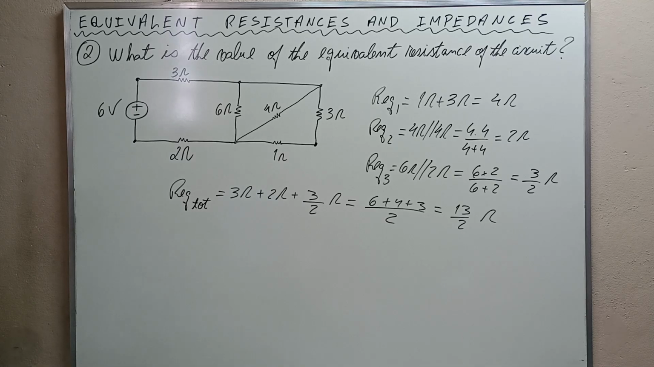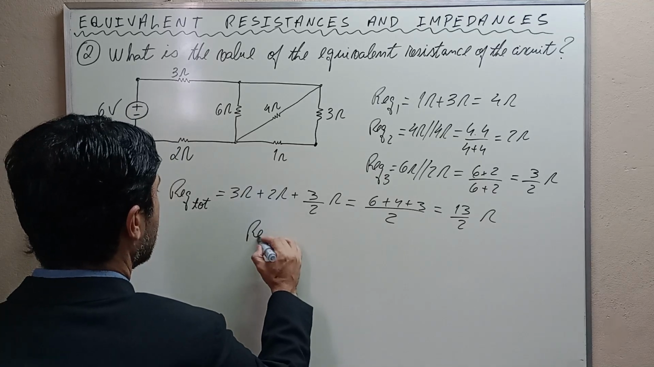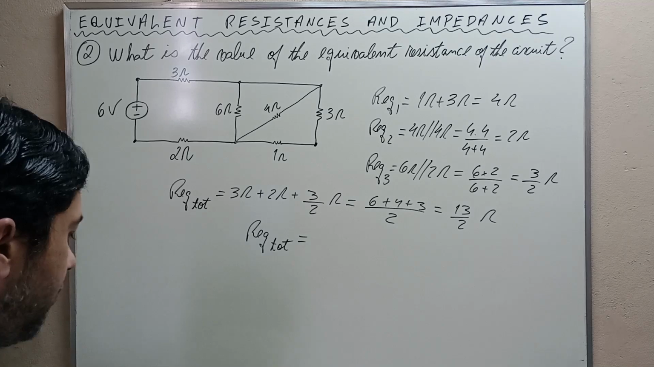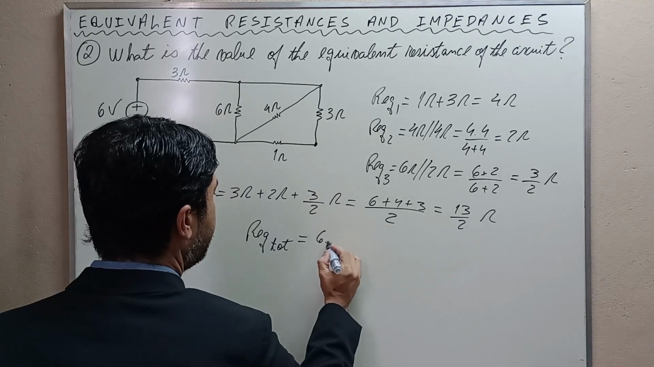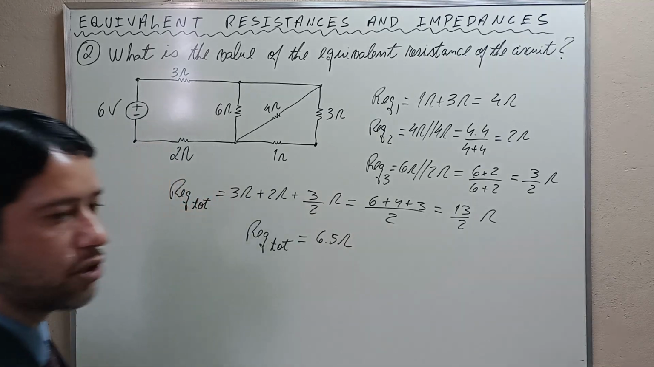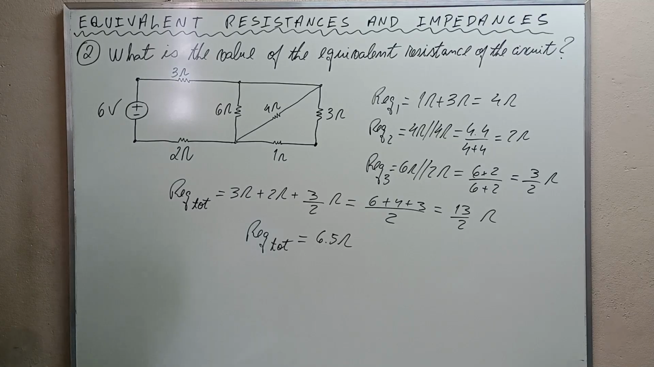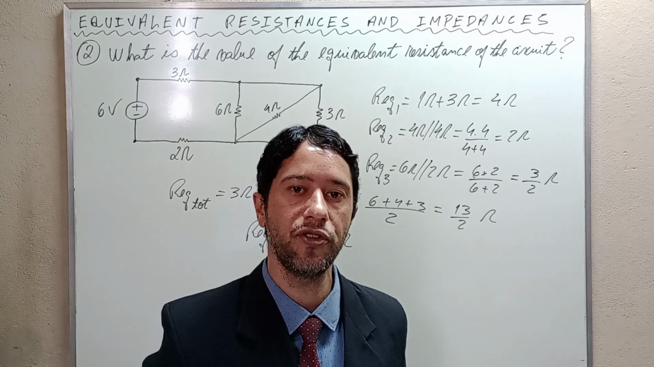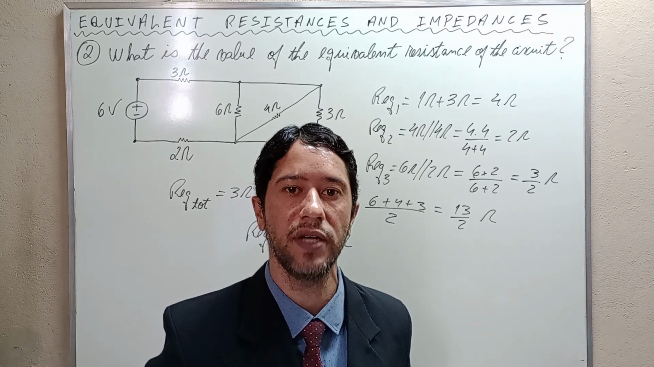Consequently, the total equivalent resistance of the circuit is 13 halves, or if you prefer, the total equivalent resistance is 6.5 ohms, okay, my friends? And this is all for the discussion of exercise number 2. Let's go to the next. Let's go to exercise number 3.